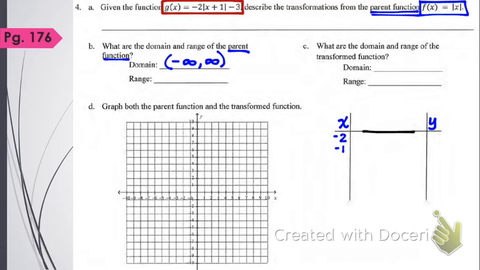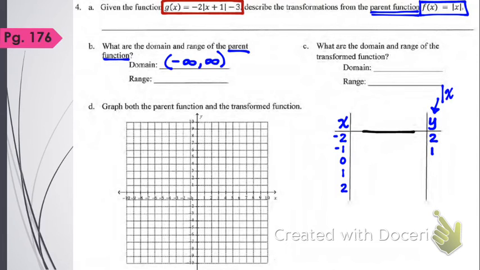-2, -1, 0, 1, and 2. And there's nothing magical about those numbers. They're just easy to work with. So 2, 1, 0, 1, and 2. Over here on the y side, how far are those away from 0?